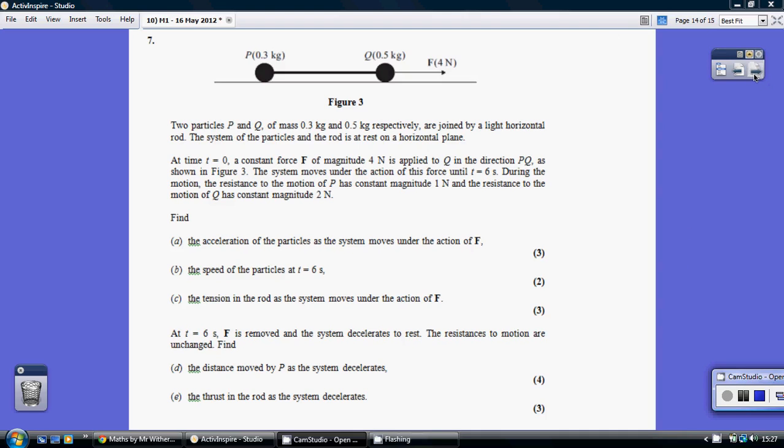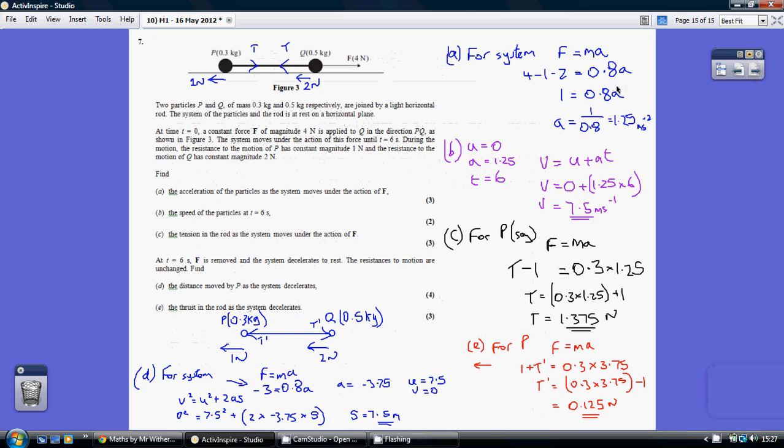Question 7. So for the first bit, just remember that we have the two tension forces going in this direction. That's the only key bit, I think, from the narrative.